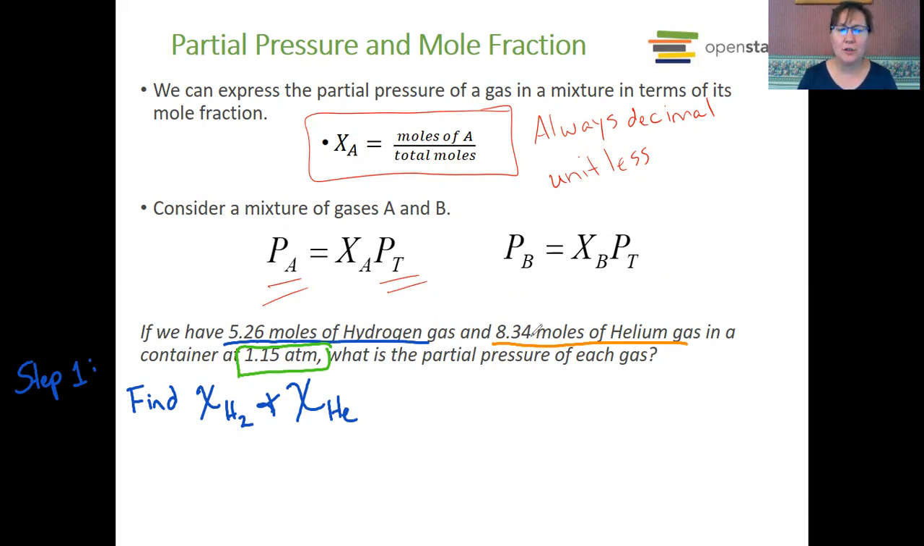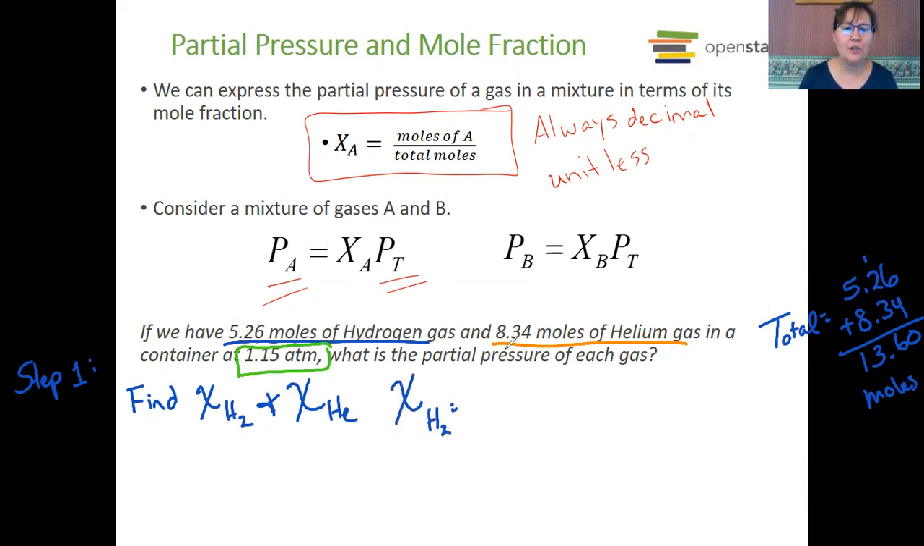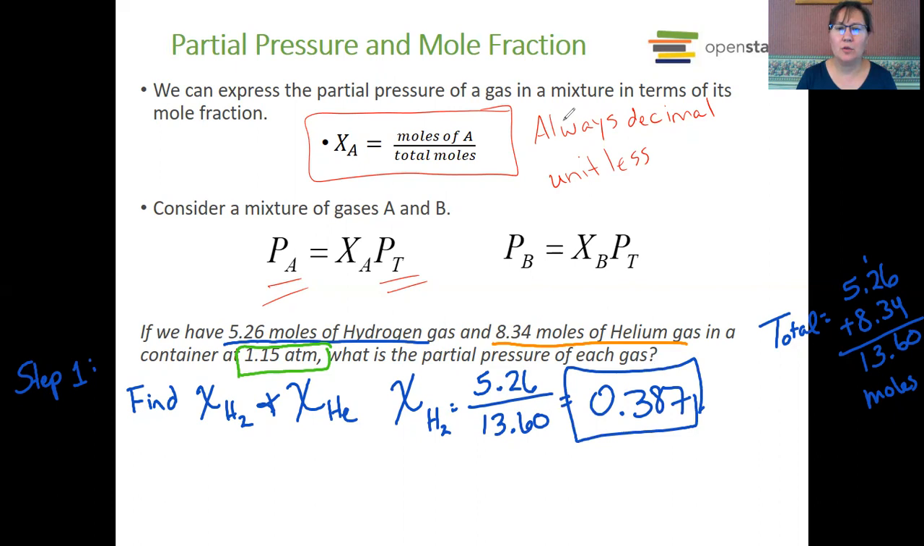Okay, so first of all, if we have 5.26 and 8.34, then our total moles equal 5.26 plus 8.34. I don't have to do it by hand. All right, so we have 13.60 total moles. Okay. So the mole fraction of H2 is equal to 5.26 divided by 13.60. I'm going to do that in my hand. 5.26 divided by 13.6. Okay. And this gives me a mole fraction for H2 of 0.387. And that's all it is. Okay. We don't do other things with that.